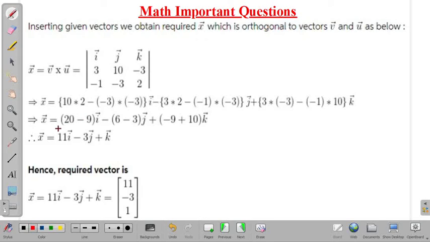So we will get x is equal to, see we are taking i cap as common, then we will get 10 into 2, 20, minus minus 3 into minus 3, it will be 9. So 20 minus 9 i cap, minus 6 minus 3 j cap, plus minus 9 plus 10 k cap. So our vector will be 11 i cap minus 3 j cap plus k cap. Hence our required vector is vector x equal to 11 i cap minus 3 j cap plus k cap, and when we write it in the form of a matrix we will get 11, minus 3 and 1.